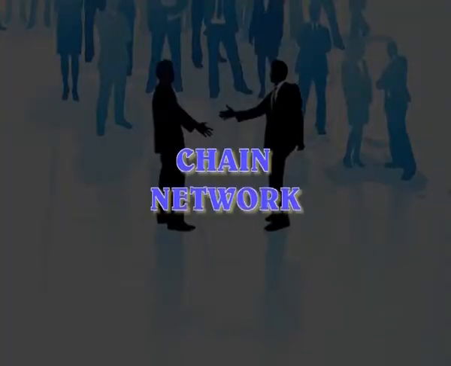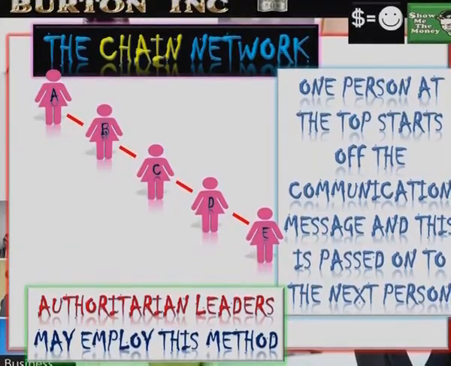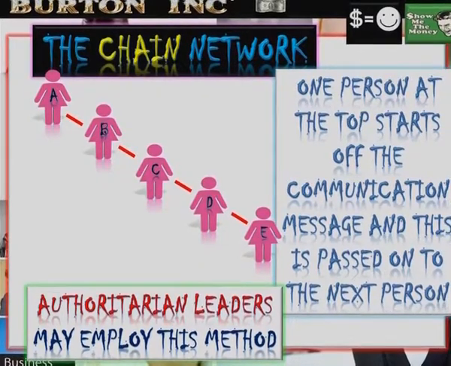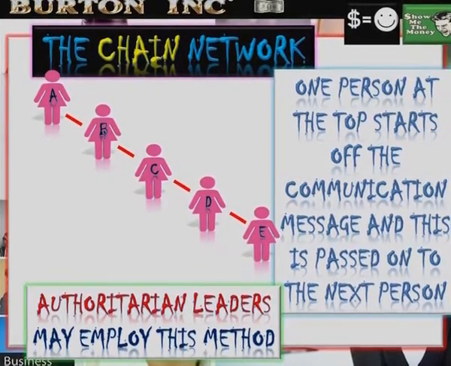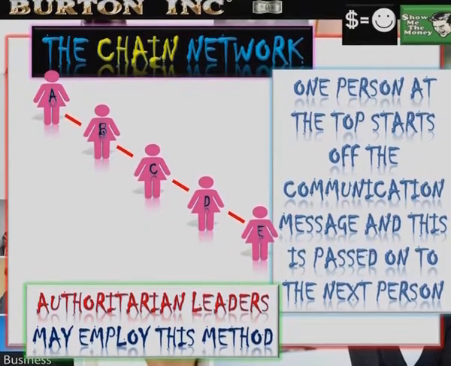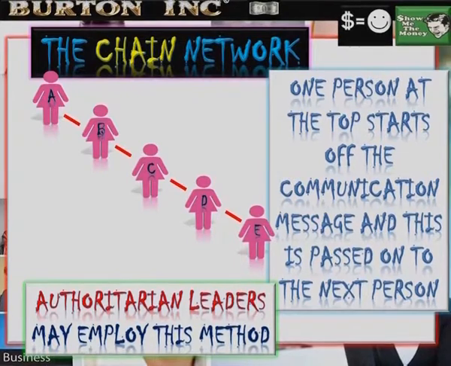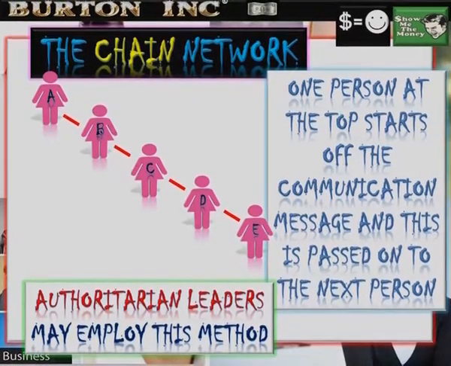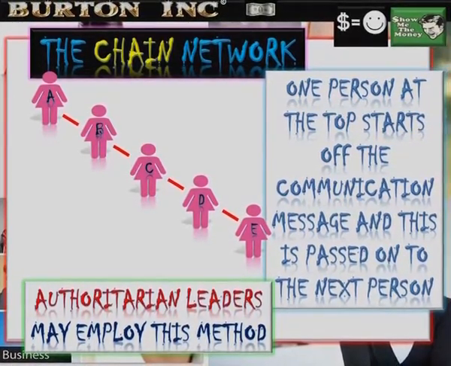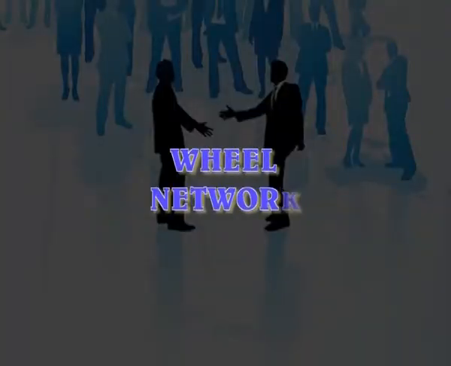B. Chain network. Under this type of communication network, messages are shared by one person to another in the form of vertical lines along the scalar chain of command. The scalar chain of command means that all the subordinates receive the instructions and orders from one superior. Under this system, messages can flow from the top to the bottom or from the bottom to the top in a vertical line.